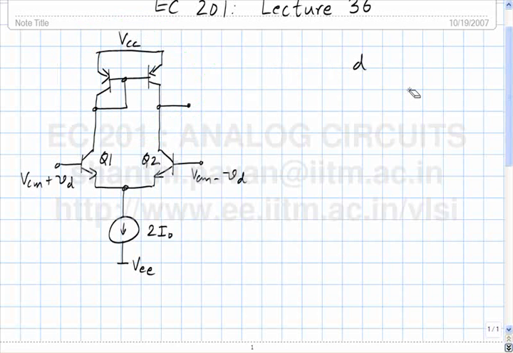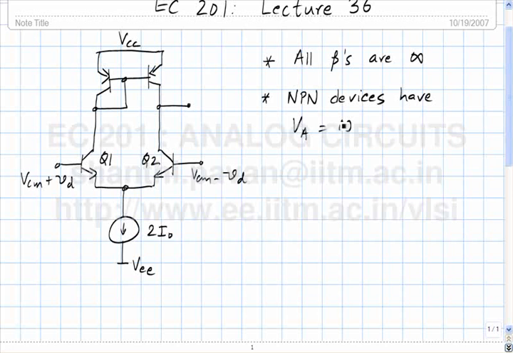For analysis sake, make the following assumptions, which are, let's neglect betas, so all betas are infinity. The only reason I am choosing infinity is because it's quicker to analyze in class. You should be able to analyze it with a finite beta. Then, whether this is an NPN transistor or a PNP transistor, all the betas are infinity. Then, again, as I said, for simplicity, I will assume that the NPN devices have VA equal to infinity. What is VA? The early voltage.